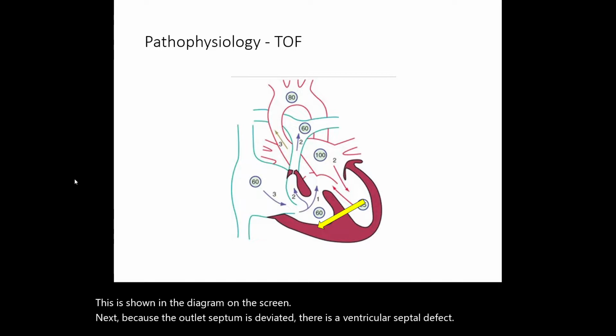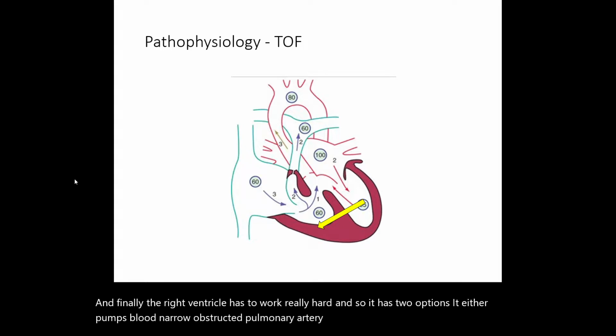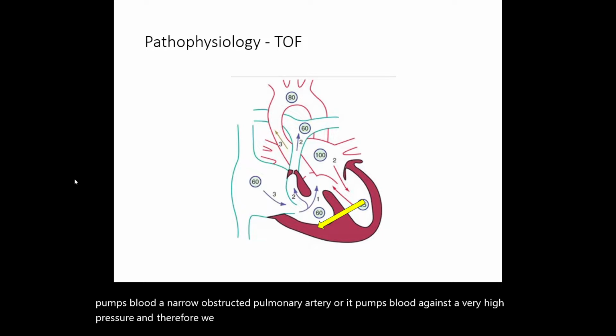And finally, the right ventricle has to work really hard. And so it has two options. It either pumps blood through a narrow, obstructed pulmonary artery, or it pumps blood against a very high pressure. And therefore, we consider the right ventricle to be pressure loaded, and as a compensatory mechanism, right ventricular hypertrophy will occur.